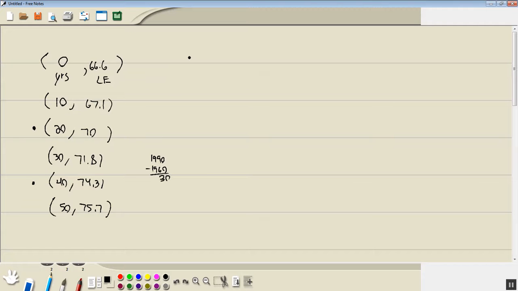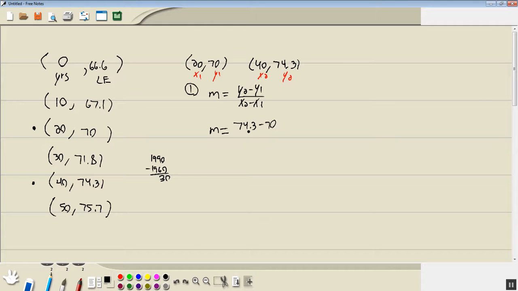Well, we got 2 points: 20, 70 and 40, 74.3. Step 1 is to find m. And m is going to equal y2 minus y1 over x2 minus x1. If I label these, this would be x1, y1, and this would be x2, y2. We would have 74.3 minus 70 over 40 minus 20.